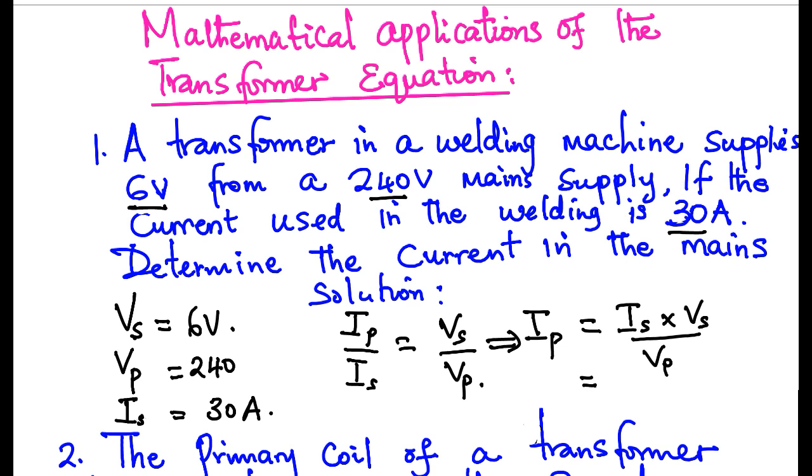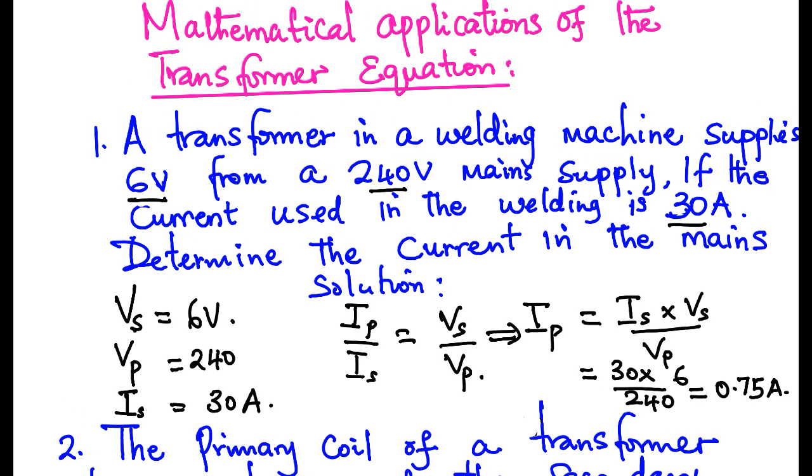Substituting the values we have, 30 multiplied by 6 divided by 240, and that is 0.75 amps. So the current in the mains supply is 0.75 amps. In this case, we have assumed that there are no power losses.